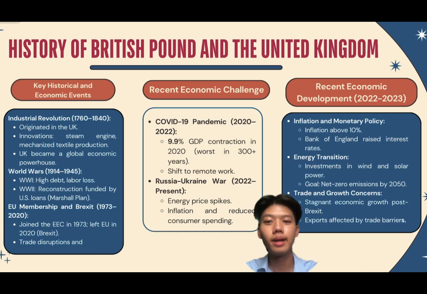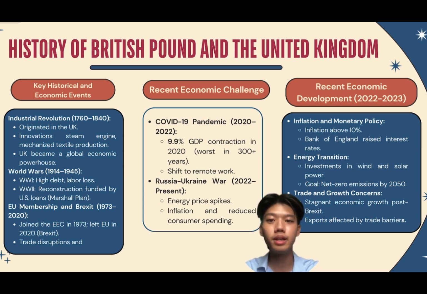The key historical and economic events, and also the recent economic challenges. First, we have the Industrial Revolution, 1760 until 1840. The Industrial Revolution, which began in the UK, marked a major turning point in history where innovations like the steam engine and also mechanized textile production transformed the UK into the world's leading economic power. World War II brought widespread destruction, but the post-war period saw reconstruction efforts funded by loans, including the Marshall Plan from the US, and these events led to shifts in the UK's economic landscape.